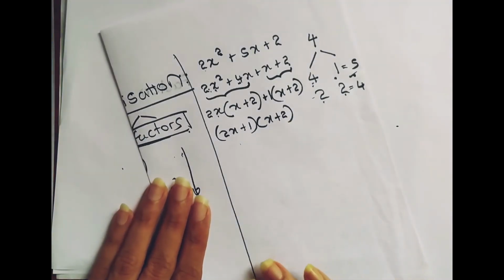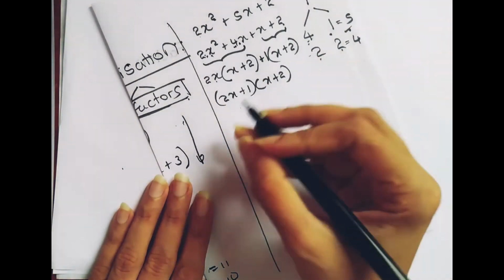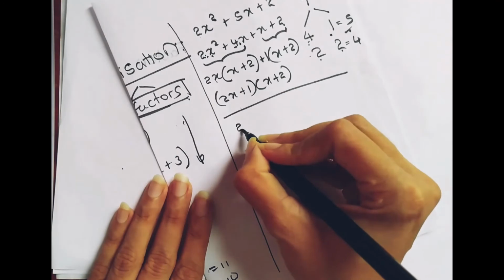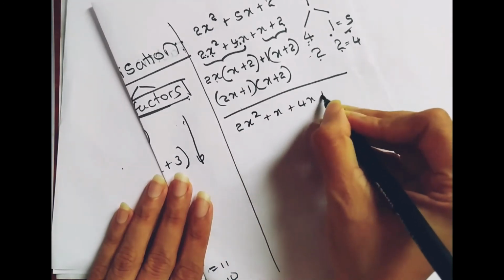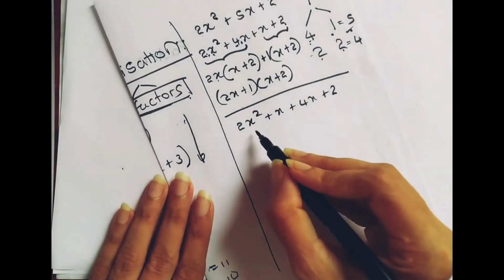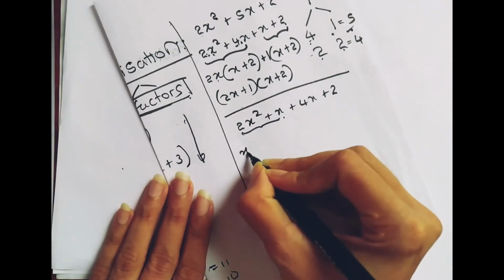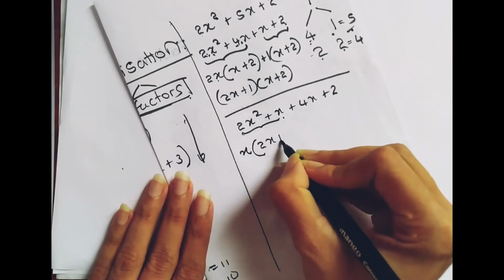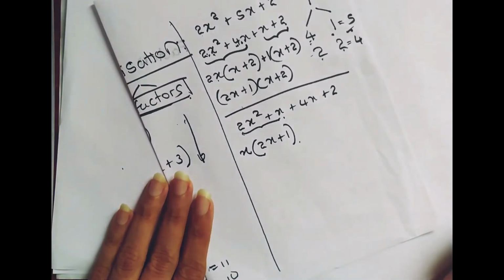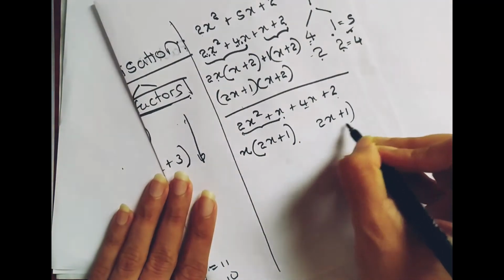Okay. But now this is when I consider this and this. Now I'll do the same thing in 2x squared plus x plus 4x plus 2. If I take it like this, now looking at this 2, you can see that you can take x out. So then this will be 2x plus 1.